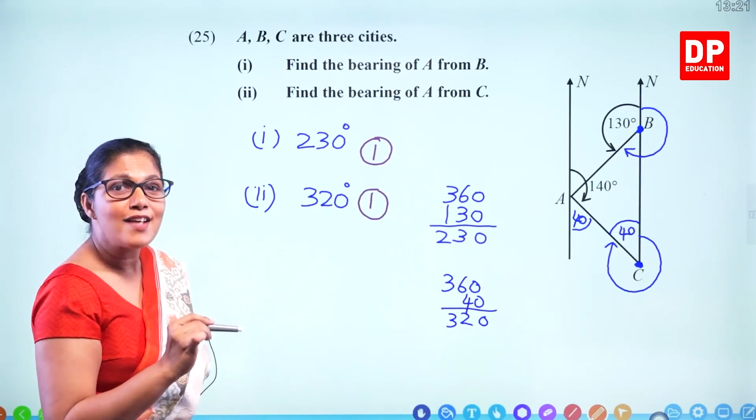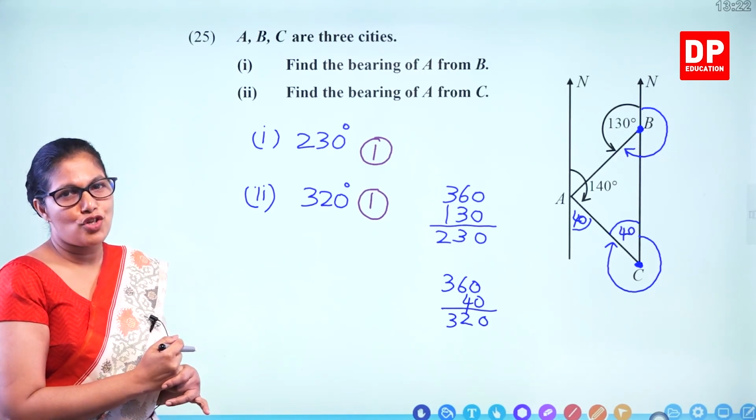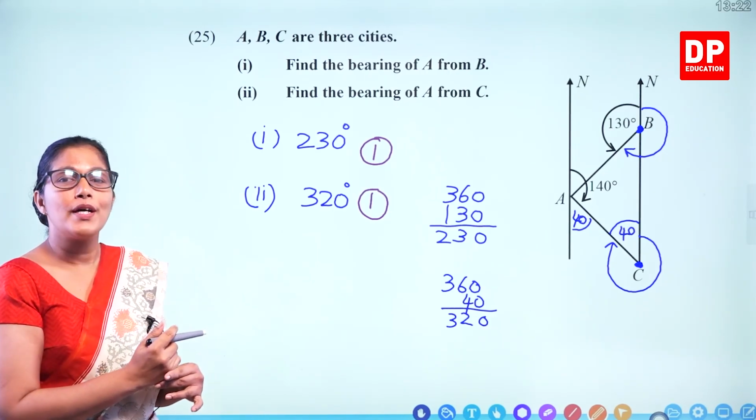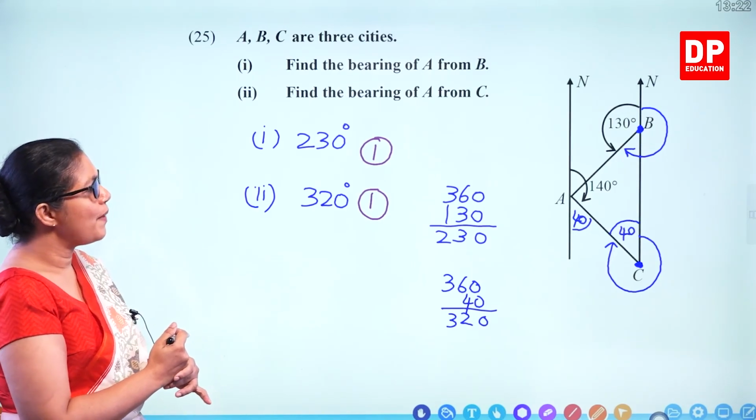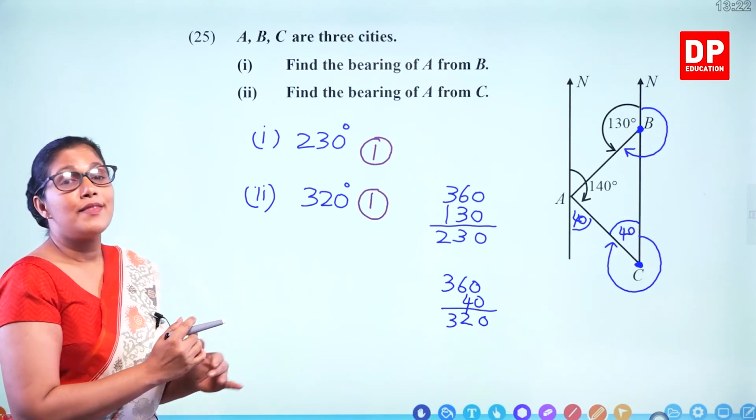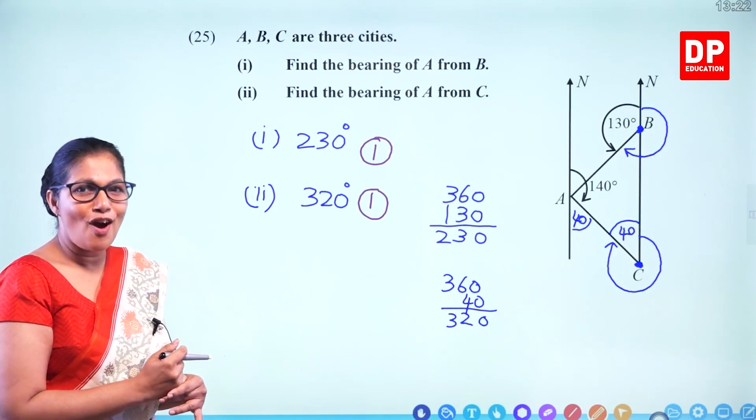So this is the last question in this paper. We covered all 25 questions. Each question is worth 2 marks, so we gave 50 marks for the whole paper. Try the paper first and then look at my video to check your answers.